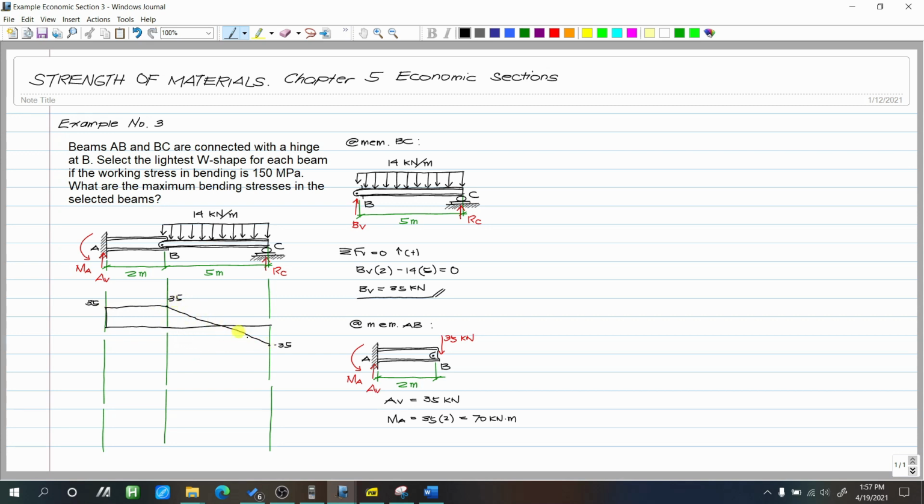So, parehas silang 35, no? Ibig sabihin, yung ating zero shear is naka-allocate sa gitna kasi para sa 35 to. Okay, so, ang ating zero shear is naka-allocate sa 2.5 meters.